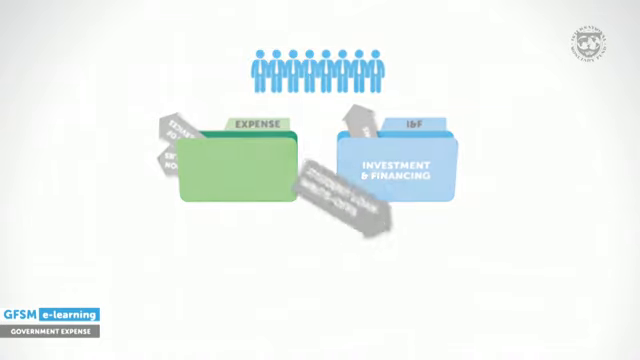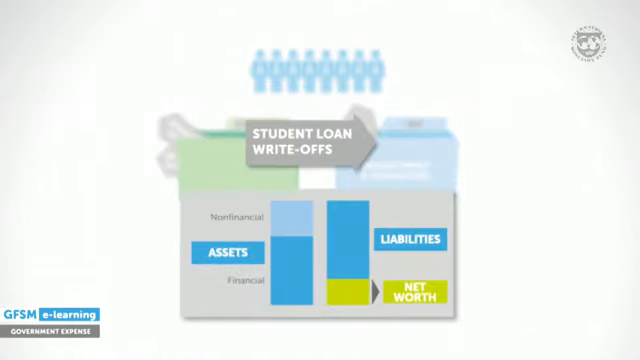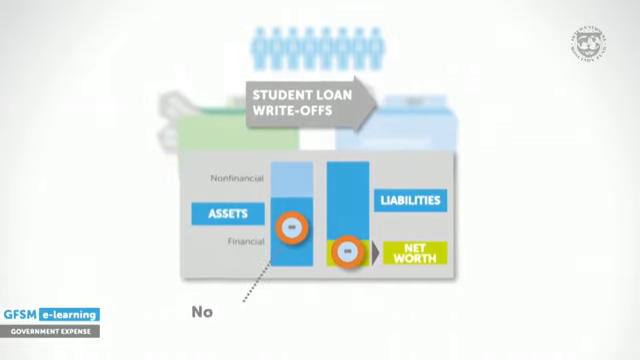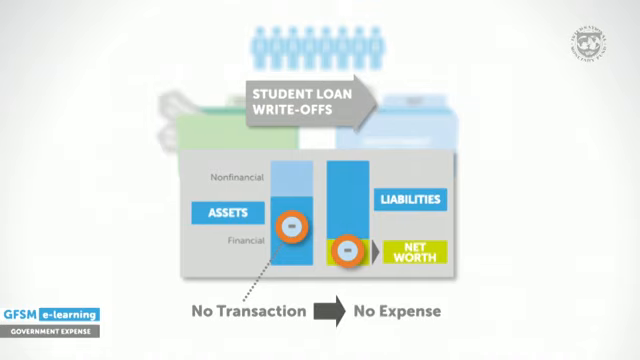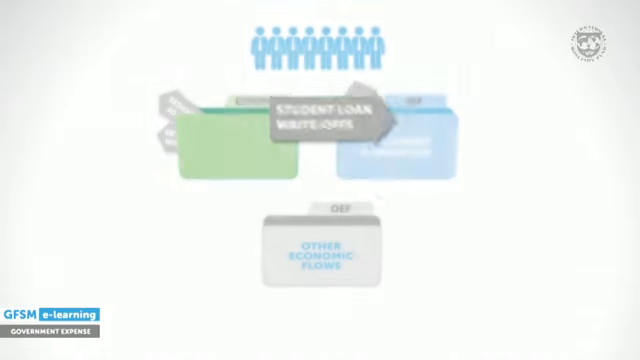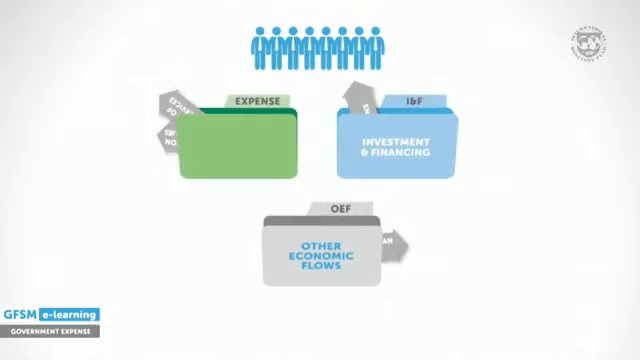Finally, the debt write-off. The staff clearly sees that this reduces government net worth because an asset will no longer offer a return. However, because the write-off is a unilateral activity of the government, it is not a transaction with other parties. Remember that the transaction must involve another party. Hence, it is not treated as an expense and it will be recorded elsewhere as an other economic flow.